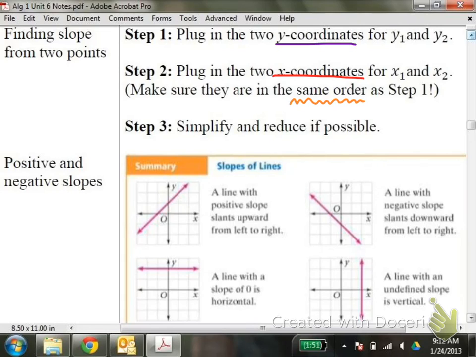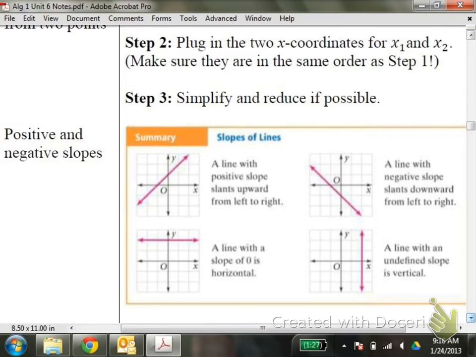So then after you plug everything in, you are going to subtract, because our formula says you subtract, and simplify and reduce if you possibly can. Okay, so you need to simplify and reduce if possible. Since our formula is subtraction, you are always subtracting. Okay, y is on top, x is on bottom.